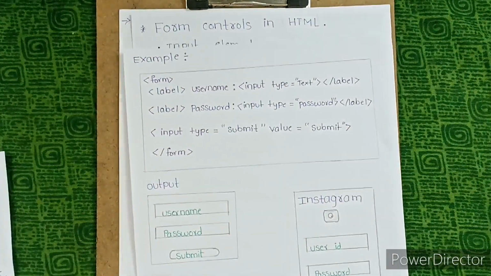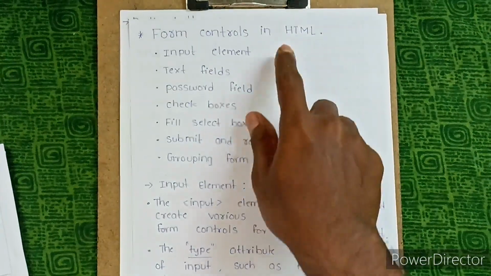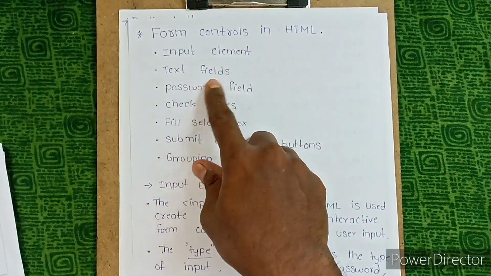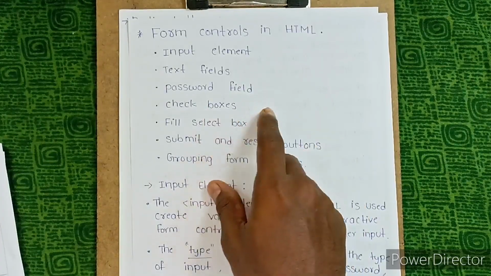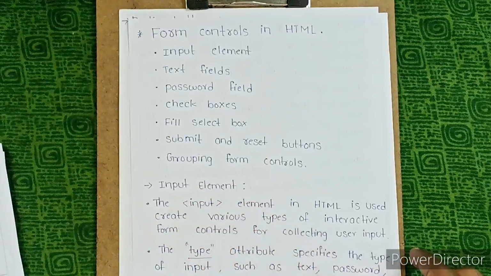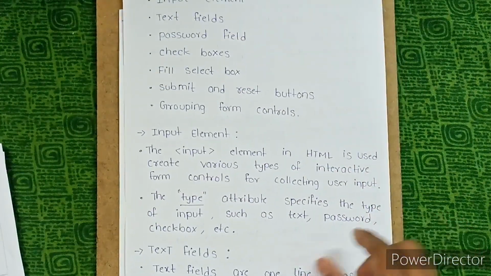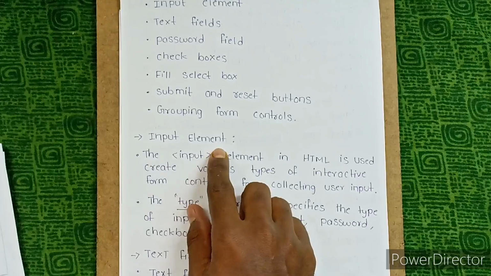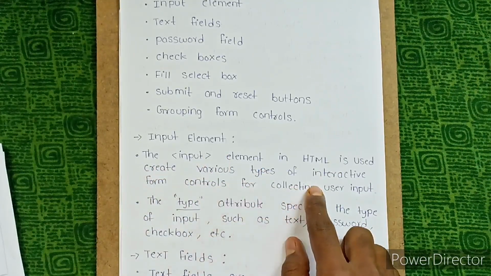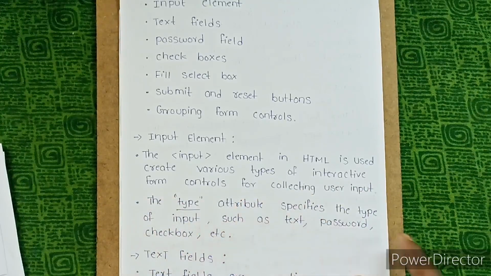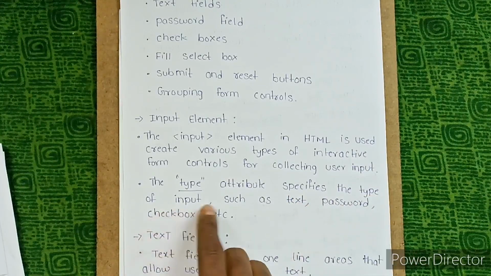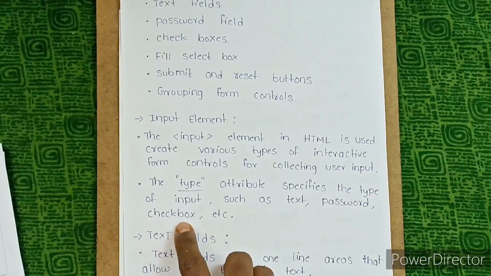Now we will discuss form controls in HTML. There are different form controls like input element, text field, password field, checkboxes, select box, submit and reset buttons, and grouping form controls. First we will learn about the input element. The input element in HTML is used to create various types of interactive form controls for collecting user input. The type attribute specifies the type of input, such as password, checkbox, etc.